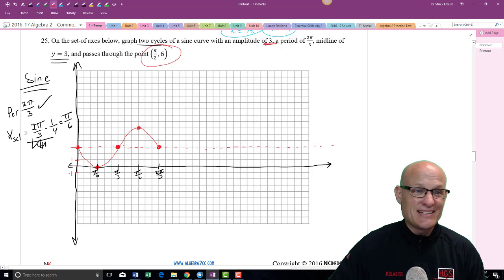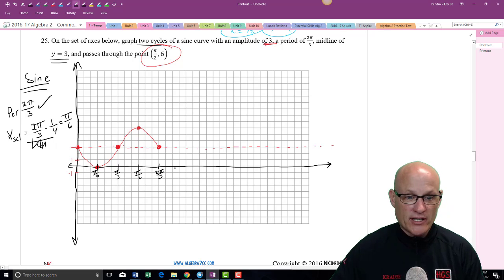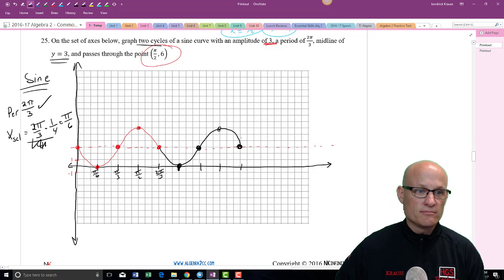Now it did say I have to graph this for 2 cycles, right? 1, 2, 3, oops. 1, 2, 3, 1, 2, 3. Begins and ends at a 0. In the middle is a 0. In between those we'll go to a max and a min. There we go, kids. Moving on.